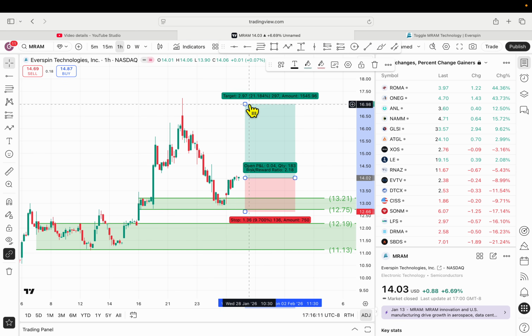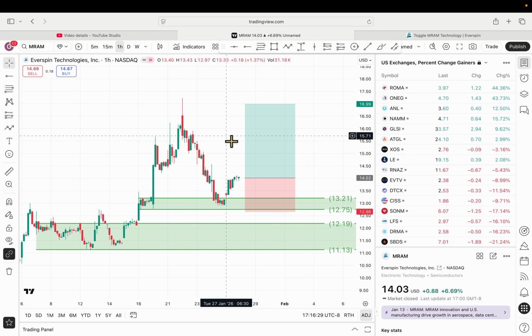You don't have to have your target there. You don't even have to set a target. If you get filled and it starts working, you can simply use a trailing stop and have your stop trail price as it goes higher. But price had reversed there once, maybe it reverses again. This is the conservative target. So that's one way to construct the trade.